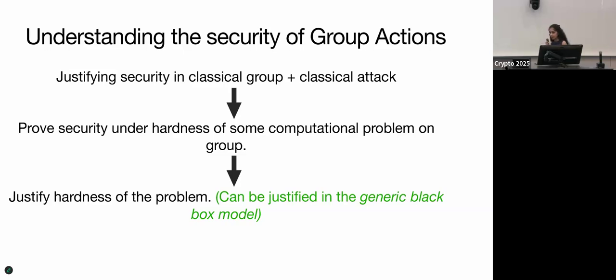Okay, now I'm going to talk about groups again for a minute. How do we justify the security of a group? We have a classical group and a classical adversary against our group. There are two main steps. The first step is to prove the security under the hardness of some computational problem on the group. The second step is to justify the hardness of this problem that we assumed to prove security. When we're dealing with groups, we can justify this hardness if we consider adversaries that only have black box access to the group. If an adversary is querying the group in a black box manner, then we can justify the hardness of, say, discrete log on groups.